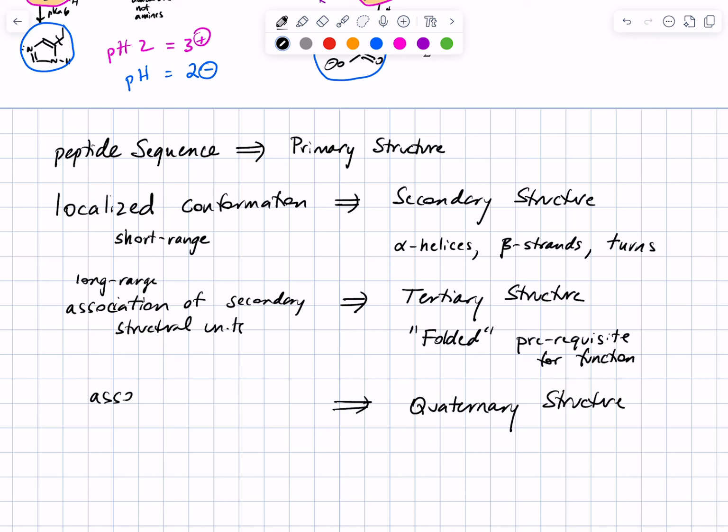This is association of two or more peptides or proteins. It's intermolecular, meaning two or more different molecules. For example, the pyruvate dehydrogenase complex, multiple proteins coming together in a complex, would be a quaternary structure.